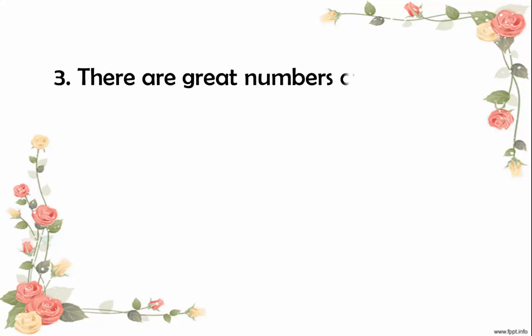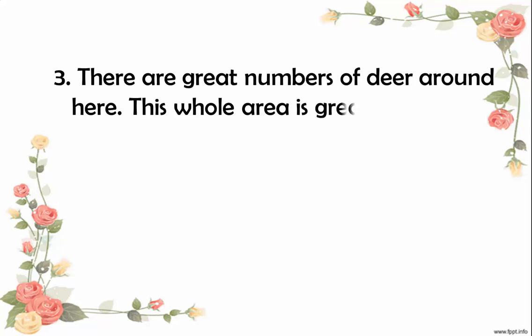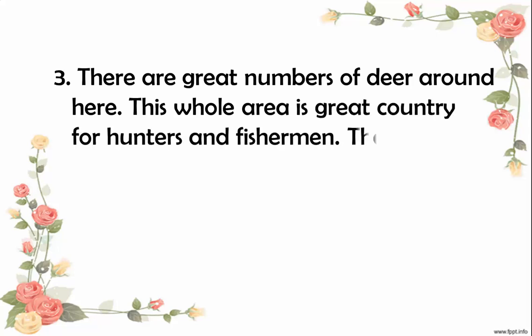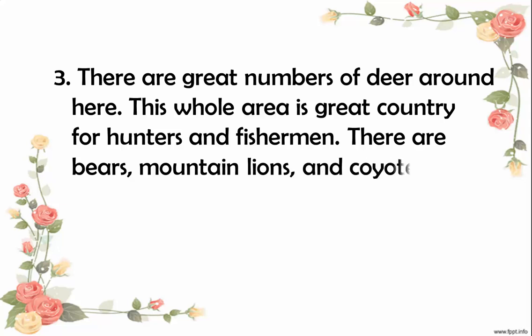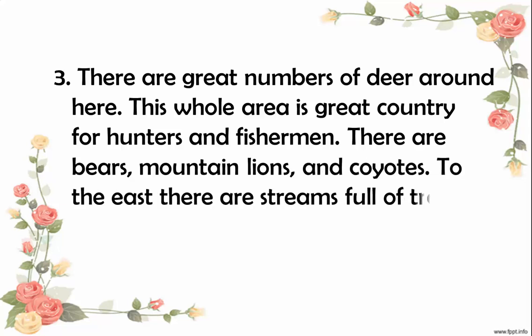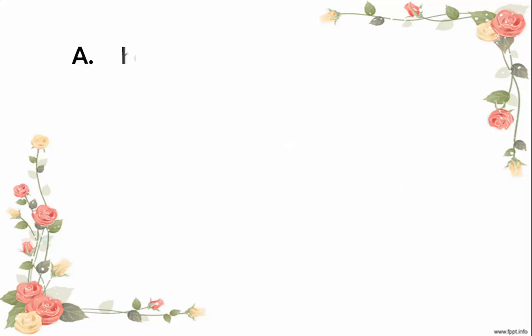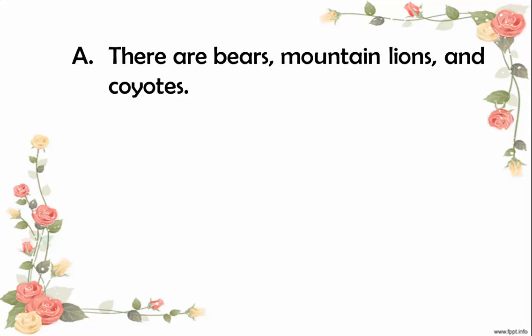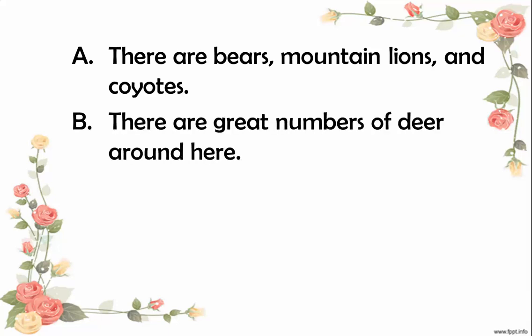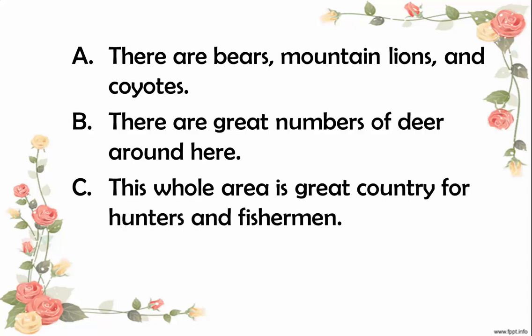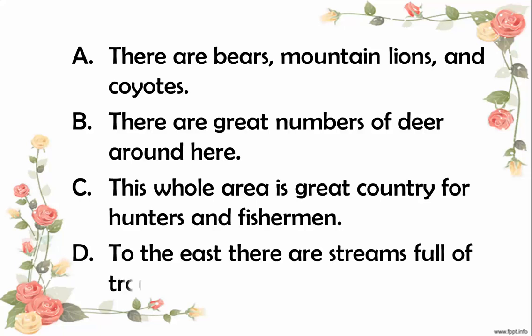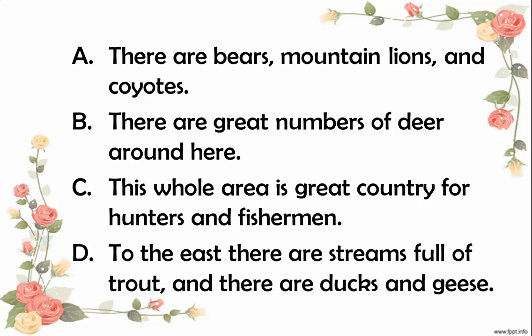Next, there are great numbers of deer around here. This whole area is great country for hunters and fishermen. There are bears, mountain lions, and coyotes. To the east, there are streams full of trout. And there are ducks and geese. A. There are bears, mountain lions, and coyotes. B. There are great number of deer around here. C. This whole area is a great country for hunters and fishermen. D. To the east, there are streams full of trout, and there are ducks and geese.